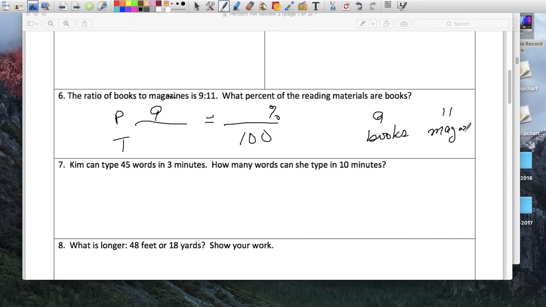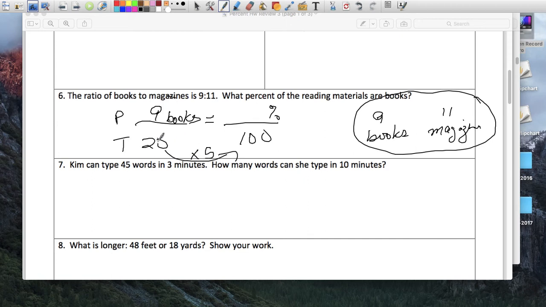So imagine these on the table. In this particular group of reading materials, 9 are books, 11 are magazines. So 9 are books, and how many in total? Well, 9 plus 11 gives me 20 reading materials. So there's my part to total ratio. I want to find the percent. Well, let's see what 9 out of 20 is as a percent. Times 5, right? 20 times 5 gives you 100. So the 9, to become a percent, we're going to multiply by 5. Gives us 45%. So 45% of all the reading material in this group are made up of books.